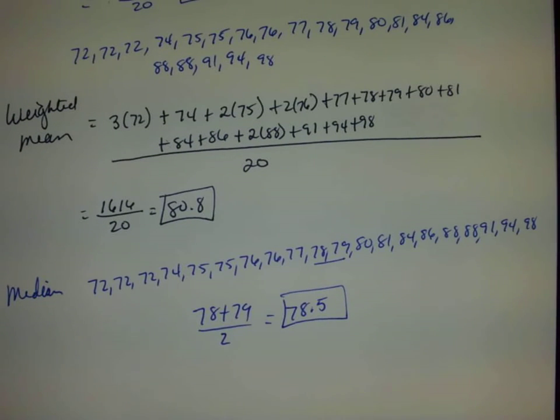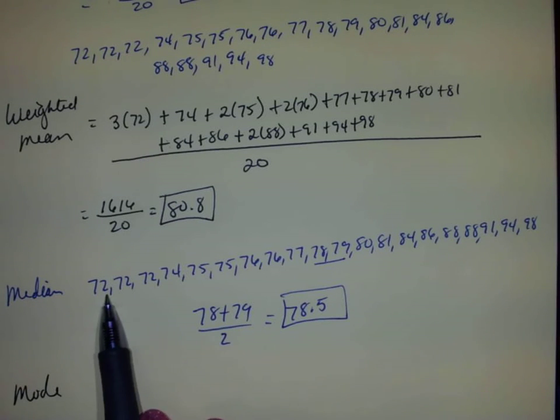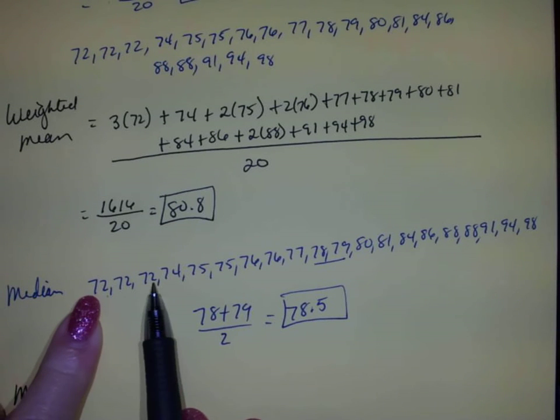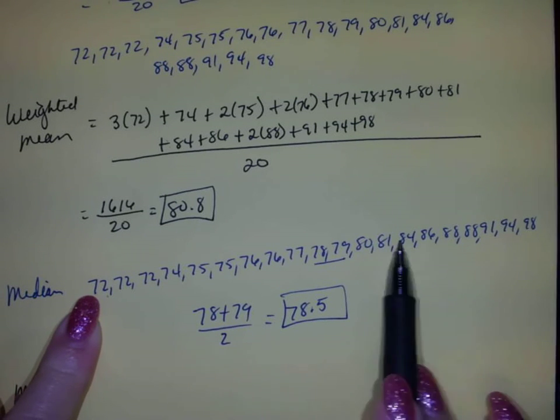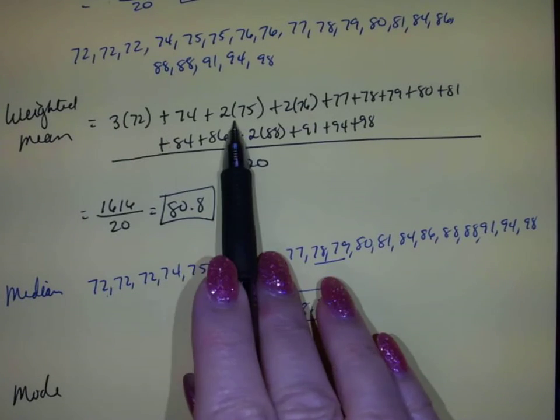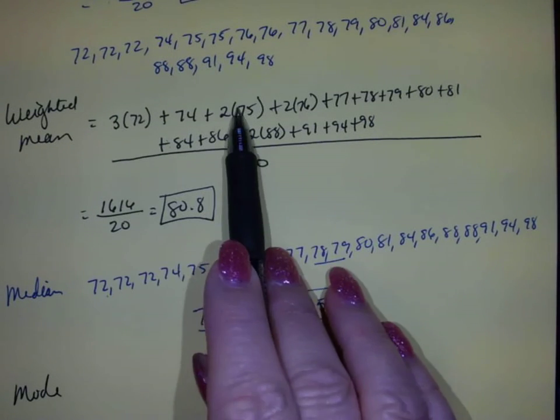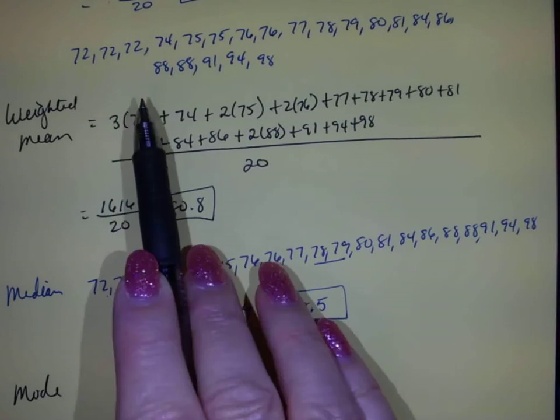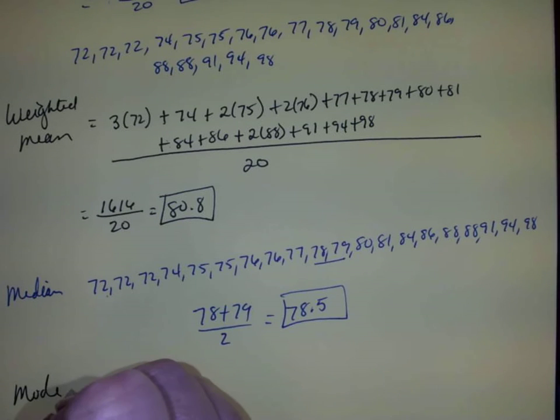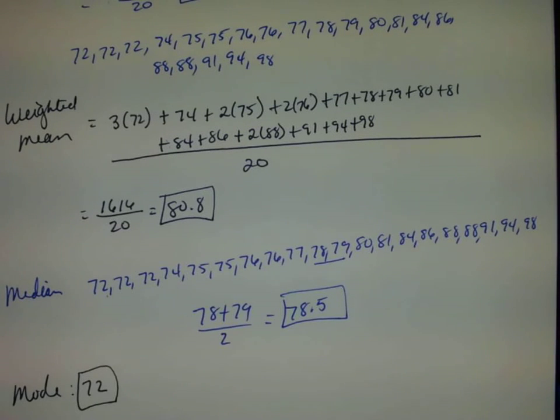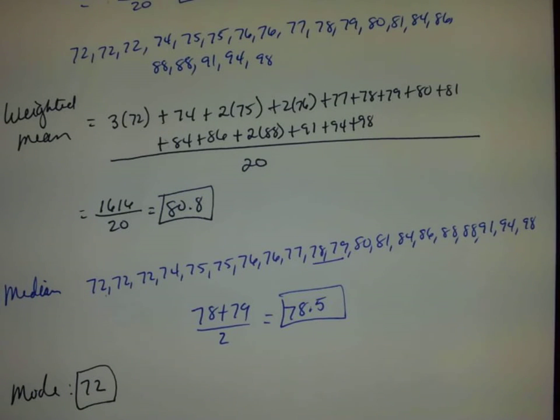And then the mode is the one that occurs the most, right? So I can look at my list. I can see that I have 3 72s, and I have a couple of 2s, and I know this also from my weighted mean, right? I had a group of 3, and I had 3 groups of 2, but it's the one that happens the most, so my mode will be 72. Okay, and these are a lot of data points to work with.